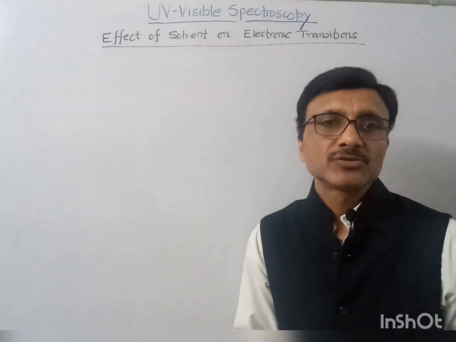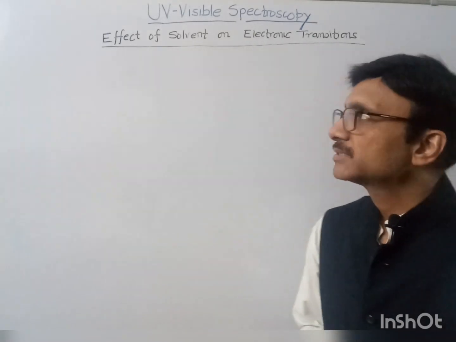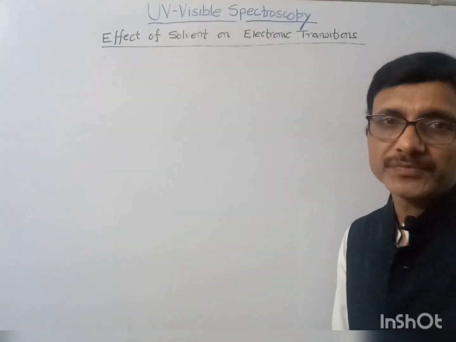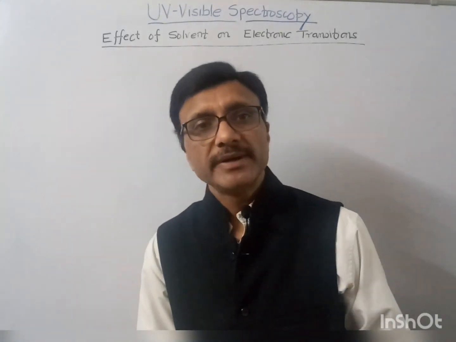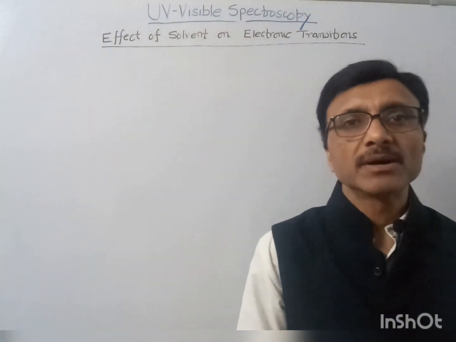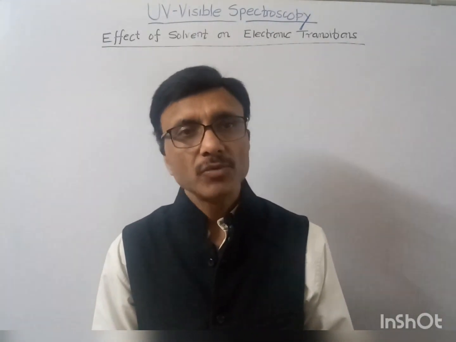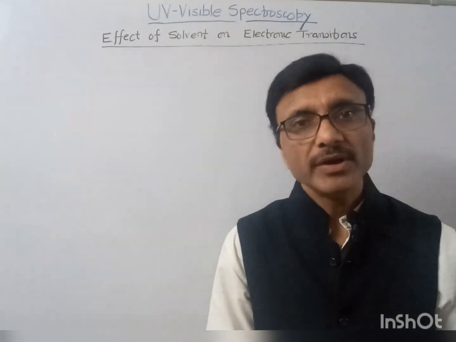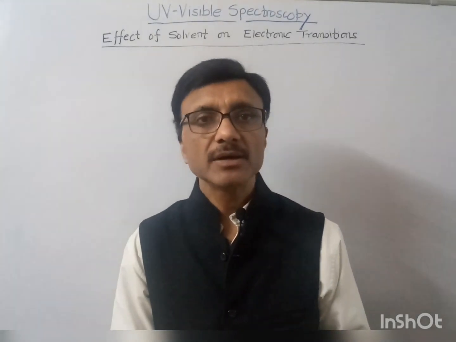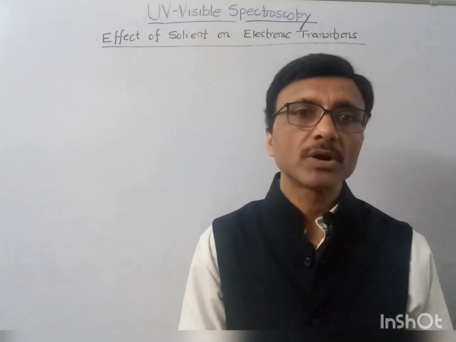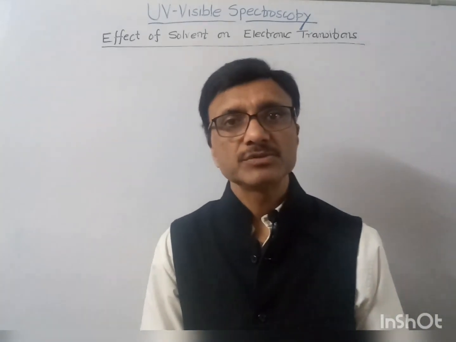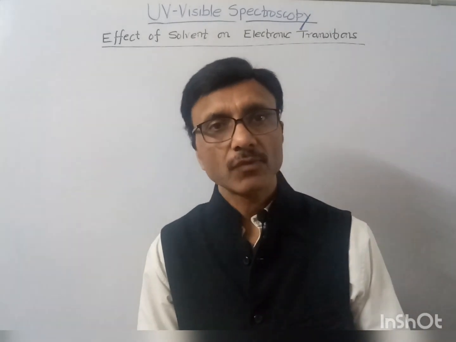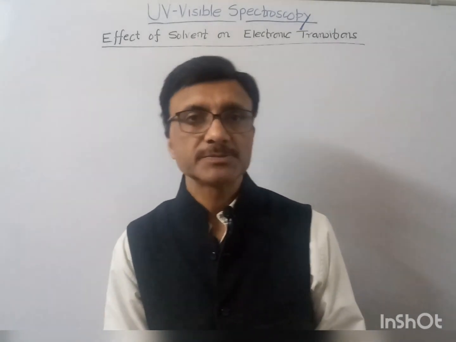In UV visible spectroscopy, today I will discuss the topic: effect of a solvent on electronic transition. We know that to take the UV visible spectra of any compound, first the compound is dissolved in some solvent, then that solution is filled in a quartz cuvette, and we put that quartz cuvette into the UV visible spectrophotometer. Then the UV visible radiation falls over it, and finally we get the spectra.